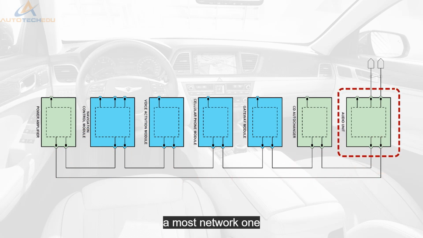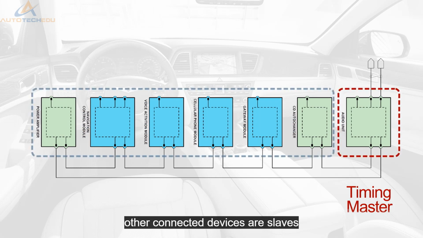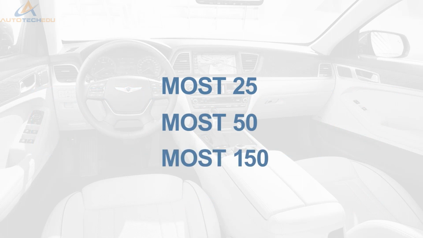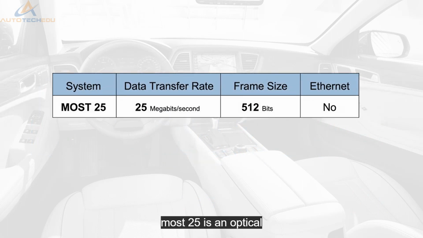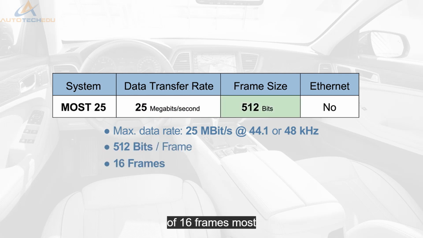In a MOST network, one device needs to be the master of the network. This device will be the so-called timing master, and all other connected devices are slaves. There are three variations of the MOST bus. MOST 25 is an optical network with a data transfer rate of just under 25 megabits per second. It has a sampling rate of 44.1 or 48 kilohertz. Each frame consists of 512 bits, and a block consists of 16 frames.